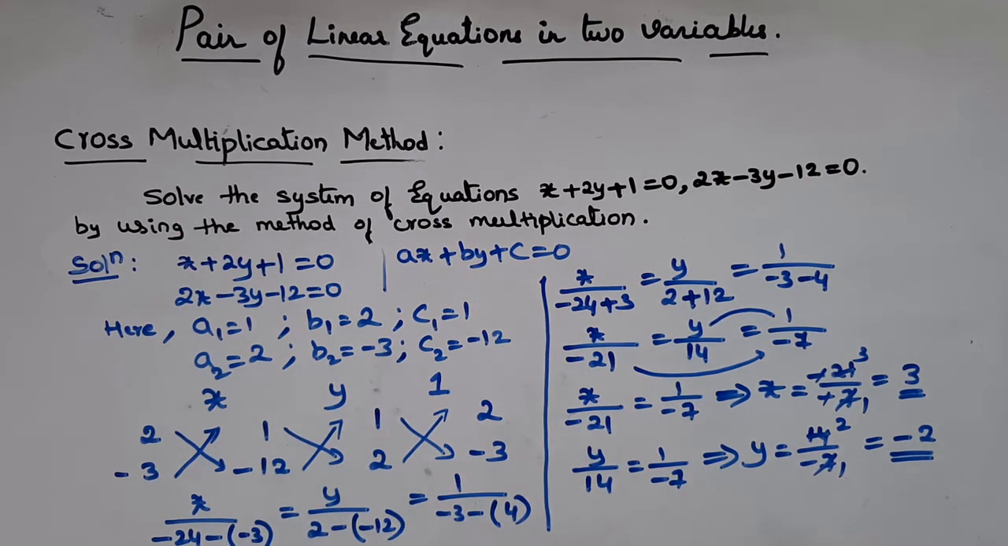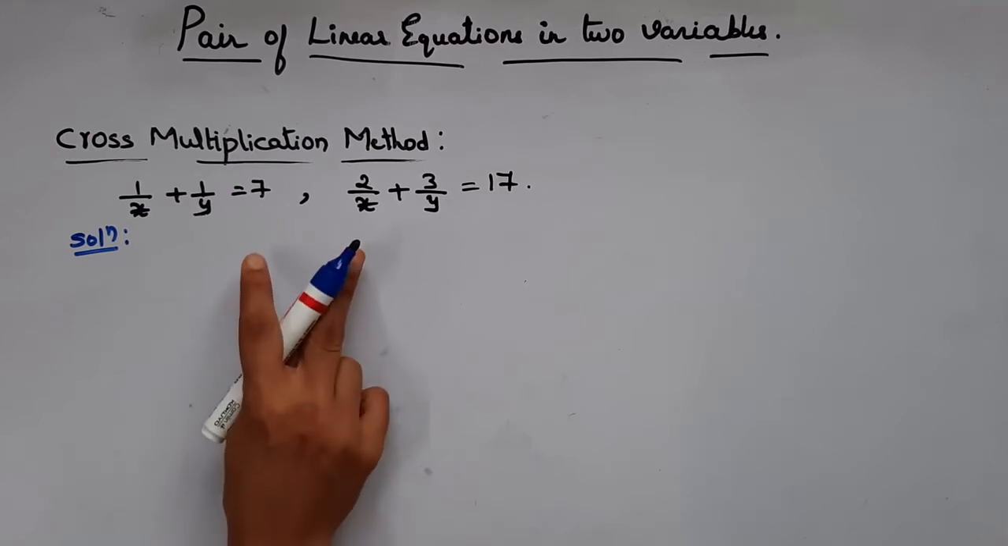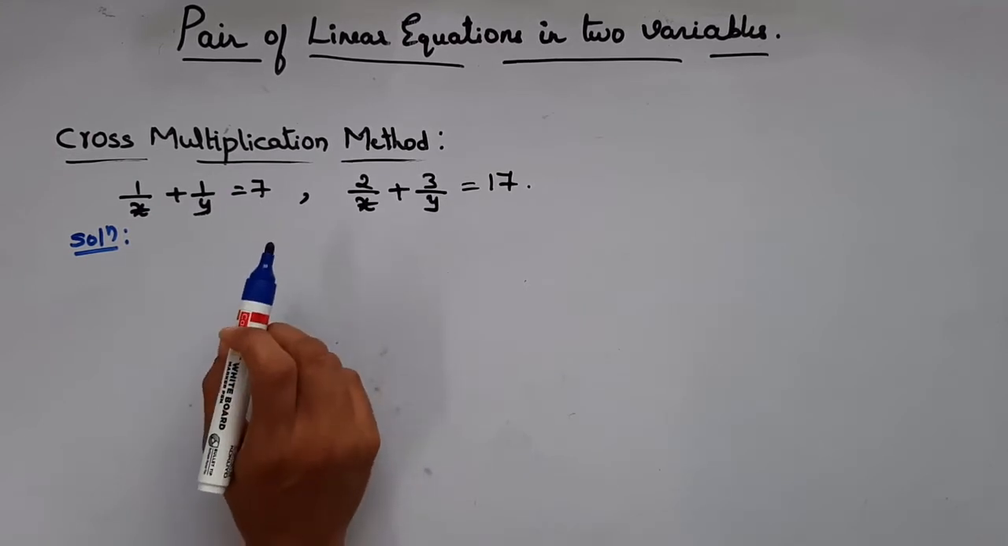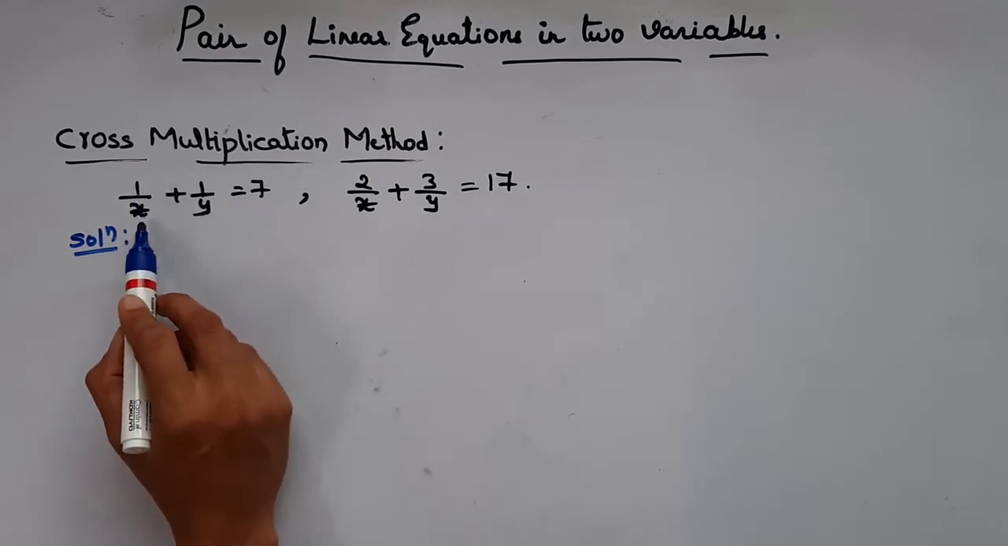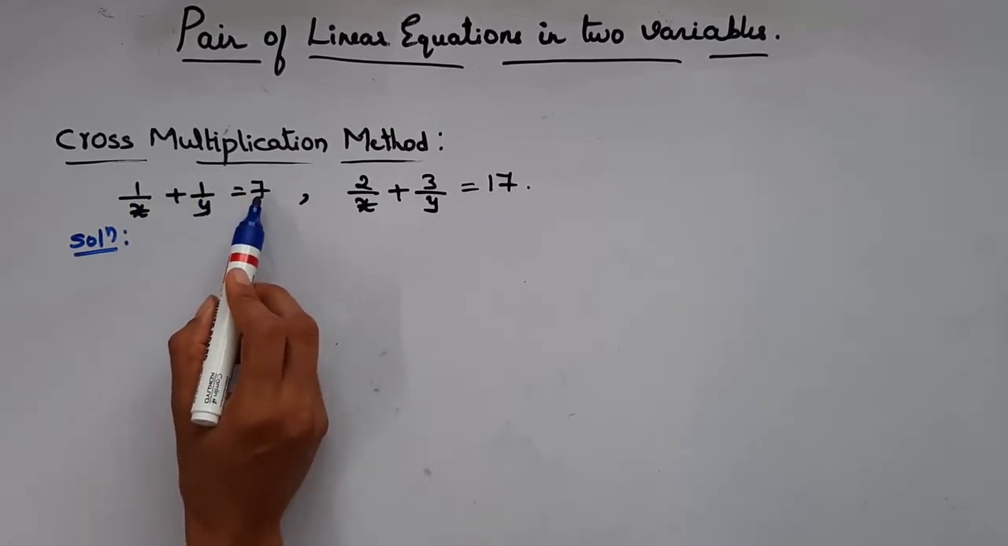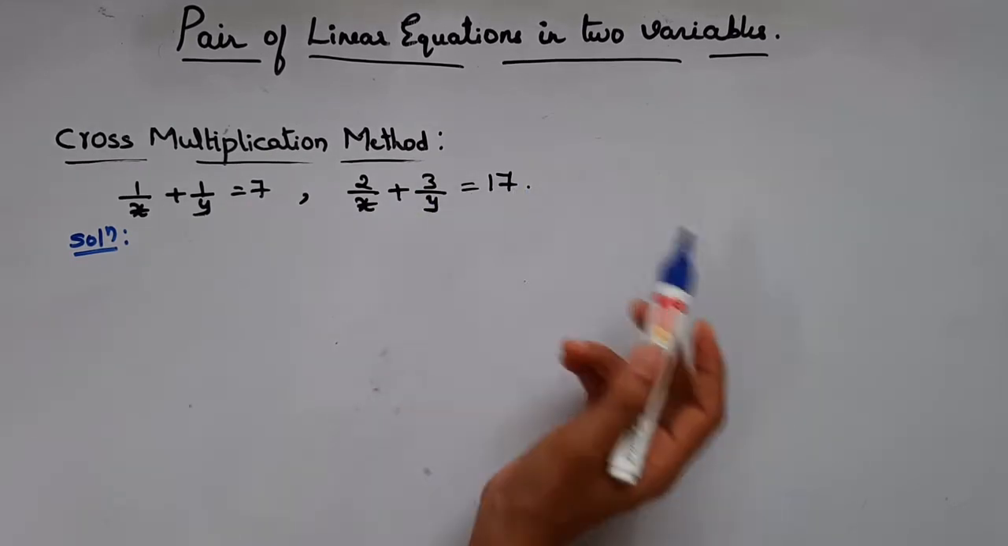Now let's see another example. So now let's see this example. We have two equations. We have to solve for x and y by cross multiplication method. The two equations are 1 by x plus 1 by y is equal to 7 and 2 by x plus 3 by y is equal to 17.